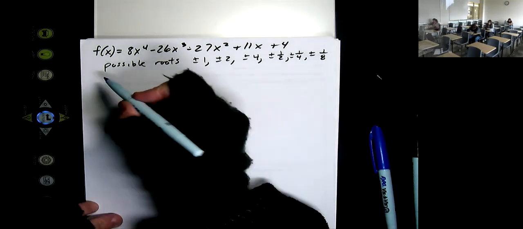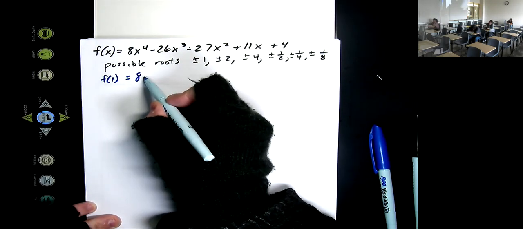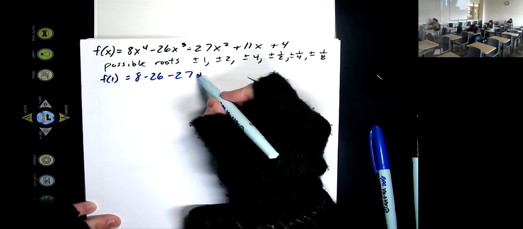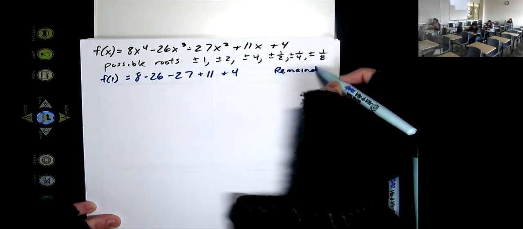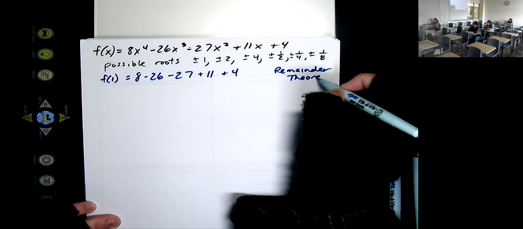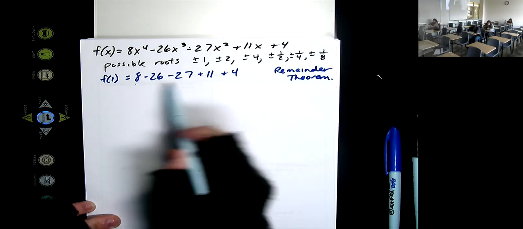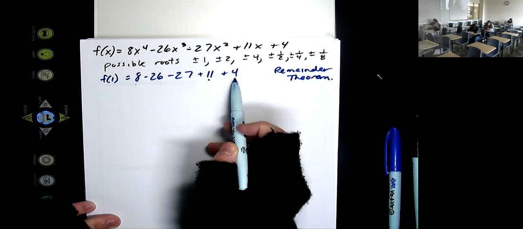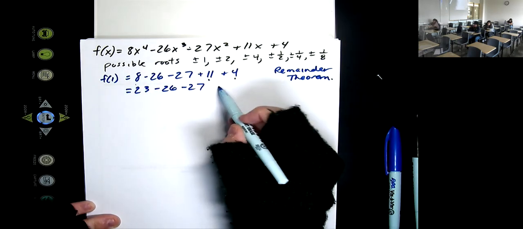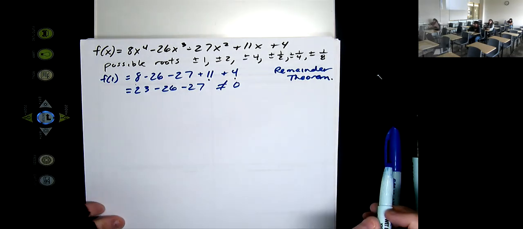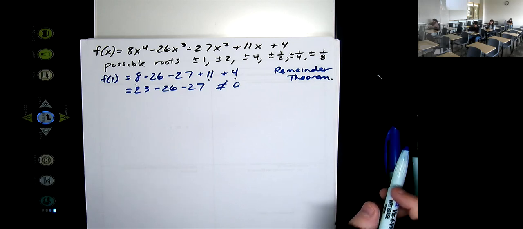I can do f of 1 pretty quickly. If I just stick in 1, this is 8 minus 26 minus 27 plus 11 plus 4, using the remainder theorem. Does this add up to 0? I've got 8 plus 11 is 19, plus 4 is 23, minus 26 minus 27. I can see that's not going to give me a 0. My positive number is 23 and it's smaller than both negative numbers. So I don't need a calculator for this.